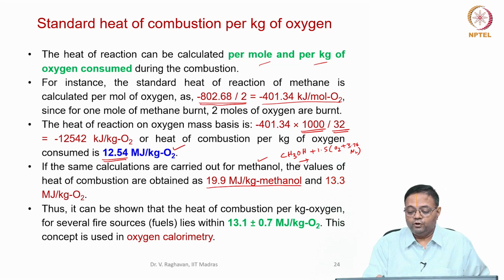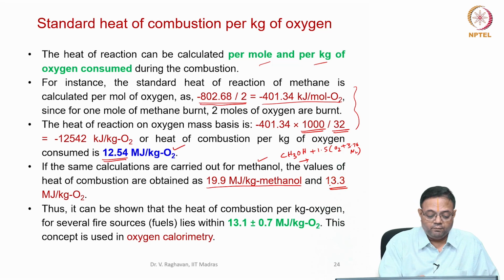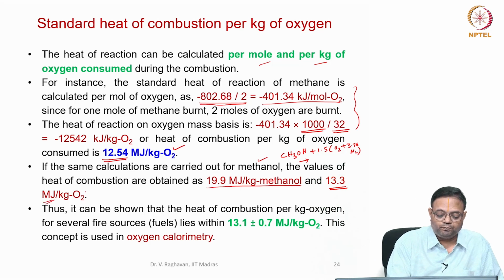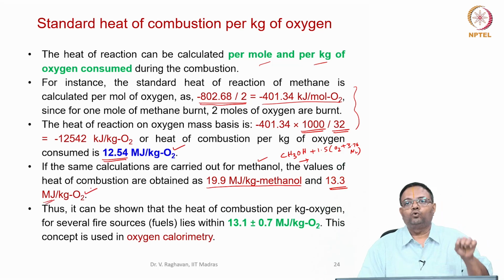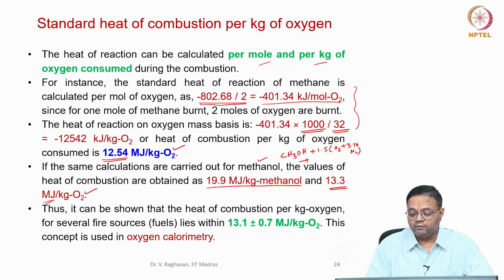So, now per mole of methanol, I will consume 1.5 moles of oxygen. Using that, and the same procedure here, I get 13.3 megajoules of heat release per kg of O2 consumed in the methanol combustion. So, you can see the range: for methane I got 12.5 and for methanol I am getting 13.3.